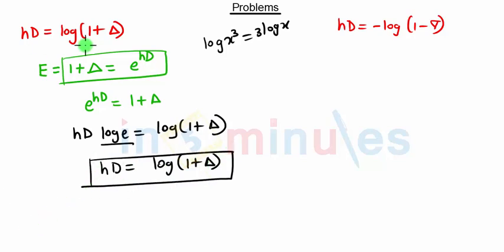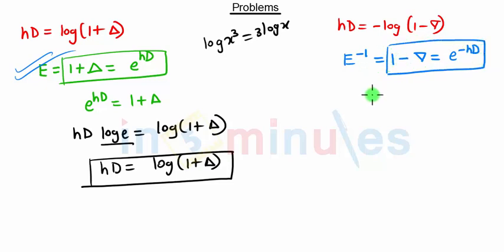Then we have to prove hD is equal to minus log of 1 minus inverted delta. So this is the relationship between the forward operators. We also have the relation E inverse is equal to 1 minus inverted delta, equal to e raised to minus hD. So we will consider this relation. So e raised to minus hD is nothing but 1 minus inverted delta.